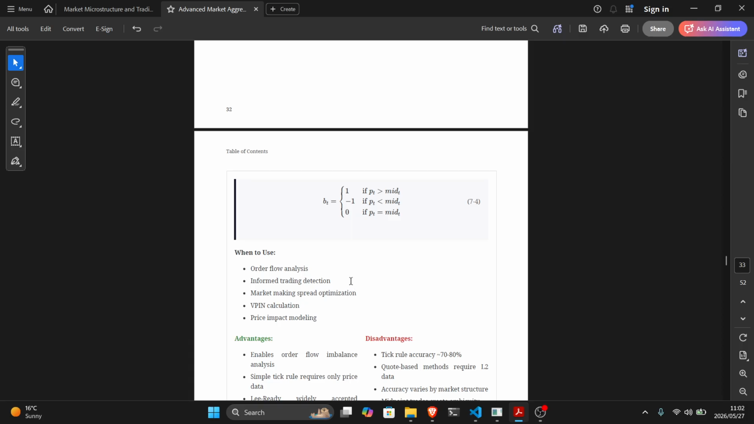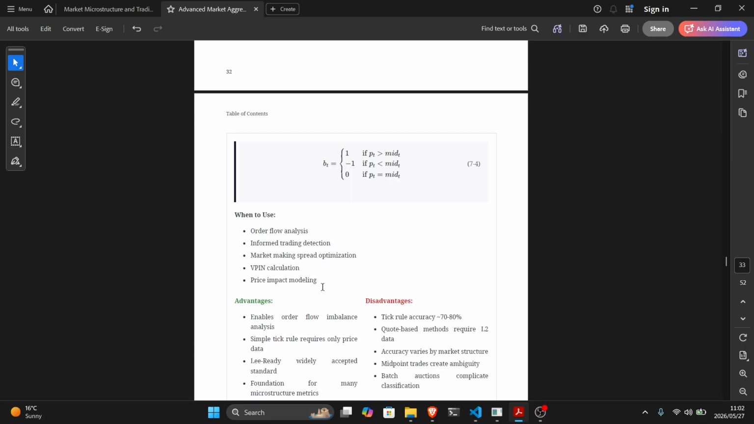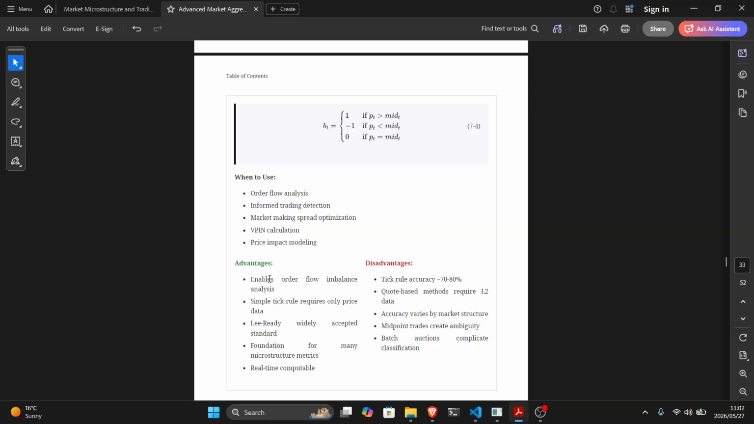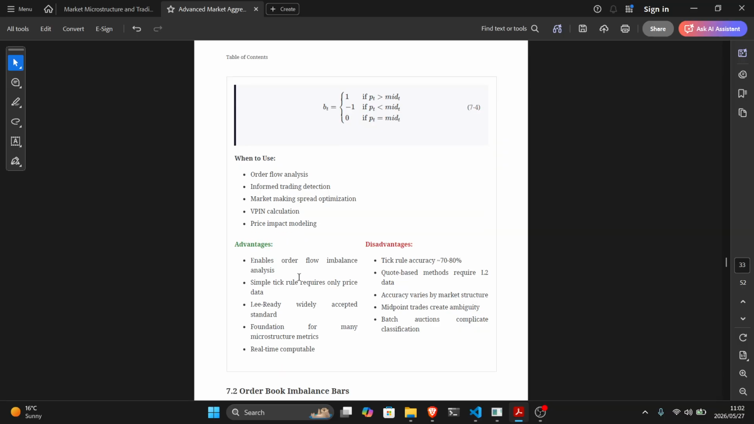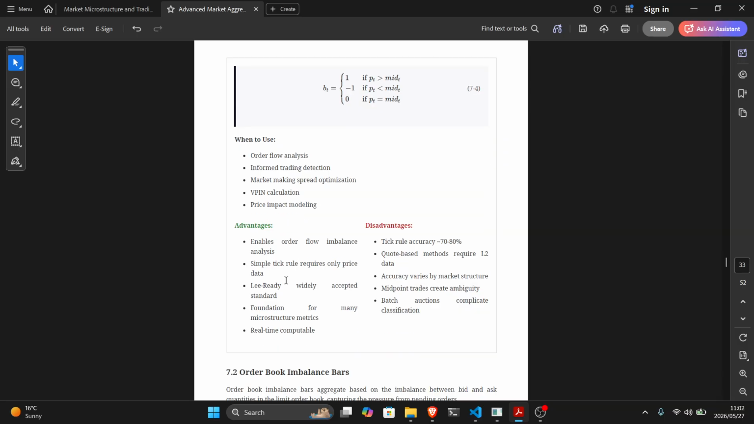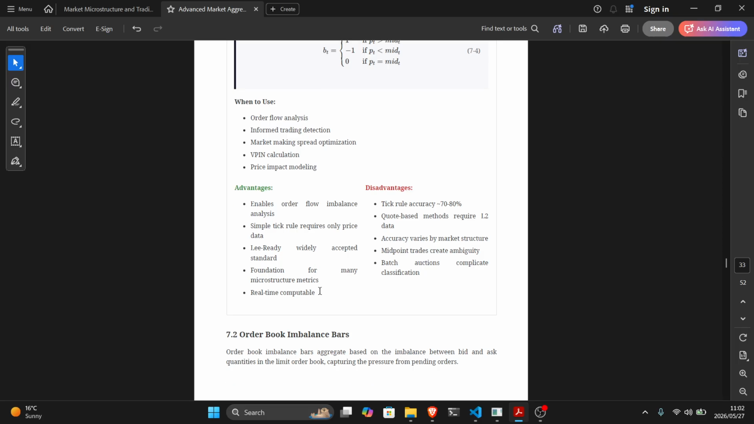Now, when do you use this type of aggregation? Order flow analysis, informed trading detection, market making, spread optimization, VPIN calculation, price impact modeling. The advantages of this type of aggregation: enables order flow imbalance analysis. Simple tick rule requires only price data. Lee-Ready widely accepted standard. Foundation for many microstructure metrics. Real-time computable.